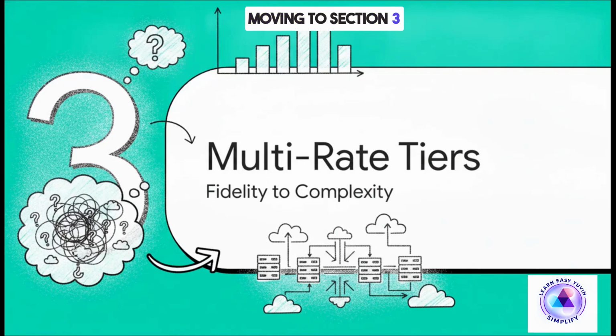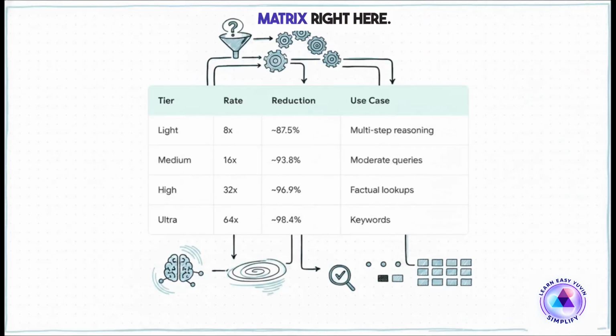Moving to Section 3, multi-rate compression tiers and matching fidelity to complexity. Now this matrix right here, this is the actual engine of the architecture. TAKC doesn't just do one-size-fits-all. It maintains 4 distinct compression tiers for each task type. A query complexity analyzer looks at your incoming question and transparently routes it to the perfect tier.